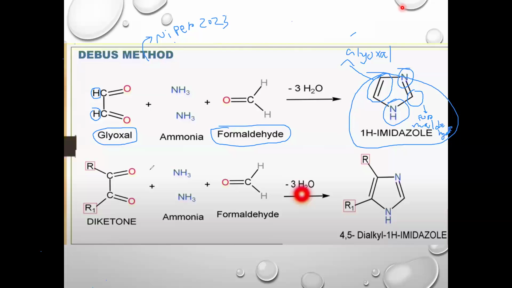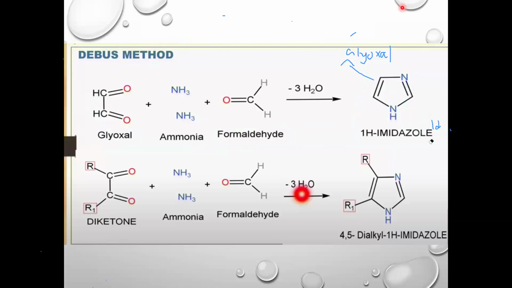Okay. So, any question till here, guys? What is the difference? It is only the phenyl group, right? In the case of Radziszewski, we have used phenyl substituted. Here also we have a phenyl-containing aldehyde, that is benzaldehyde. So that is the only difference.